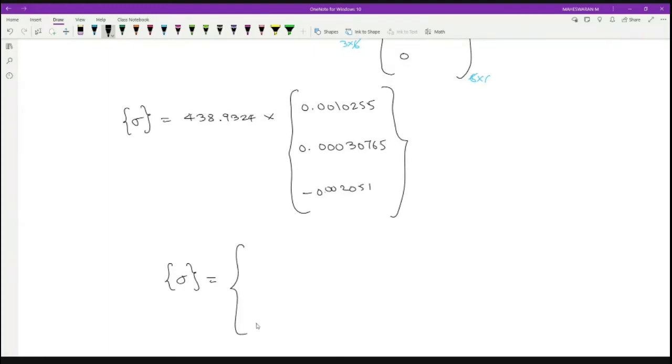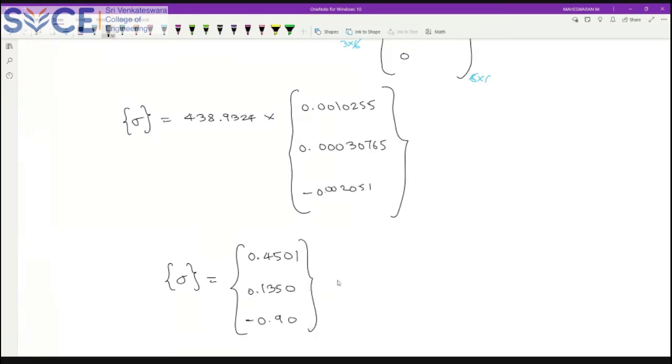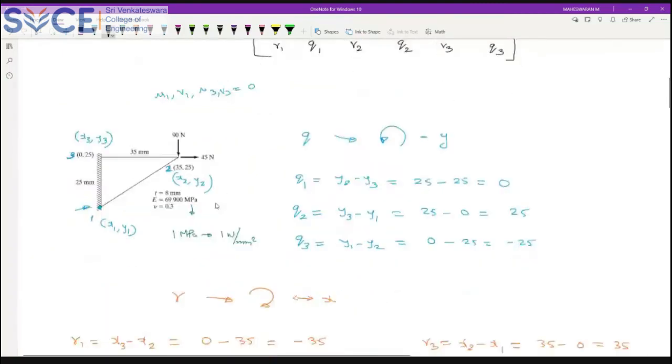So the common term is 438.9324, into whatever values you want. The first value is 0.0010255, so you are getting 0.4501. For the second term, you just substitute accordingly, so you will get around 0.1350. For the last term, when you substitute, 90, that's it. These are nothing but your sigma x, sigma y, and tau, your shear stress. So this completes this particular topic.